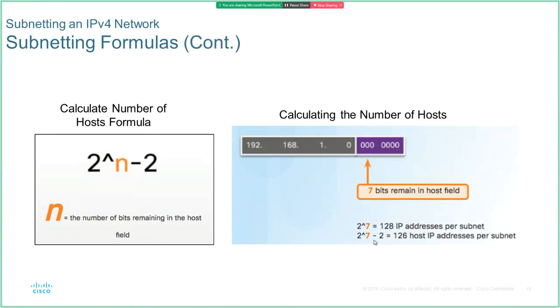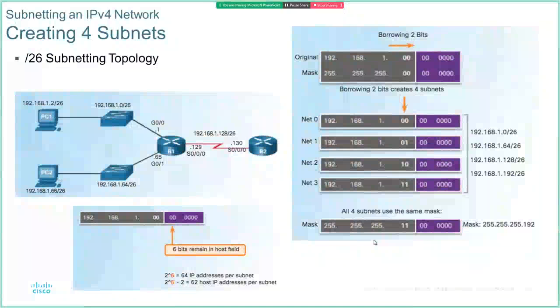As I've said, -2 for the host calculation, because all zeros is the network address, all ones is the broadcast address. So we lose 2 host addresses in every subnet to those 2 fixed points. So everything in between those options are valid host addresses. And so in this example here, they've borrowed 2 bits to create 4 subnets, which gives you 00, 01, 10, and 11. And so that means they increment in groups of 64. So 0, 64, 128, 192 are our 4 networks.